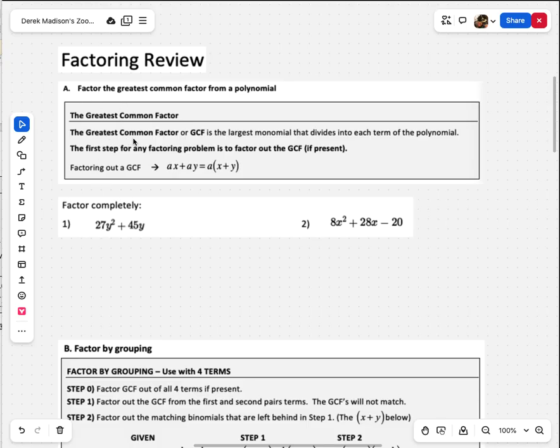What makes factoring hard is we're going to have 5 different versions of factoring, and which one you use depends on what equation you're presented with. The first step for any factoring problem is to look and see if it has a greatest common factor, and then to get that out of your way in the event that it does. So these first couple questions are just reviewing greatest common factor.